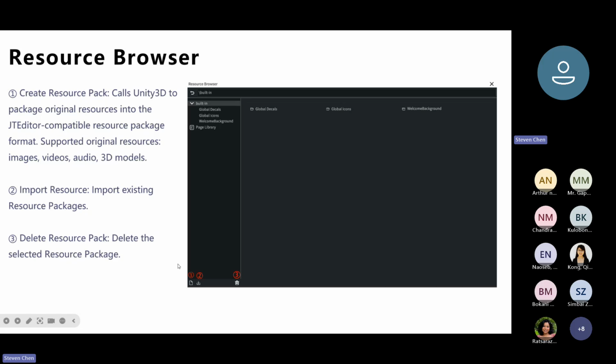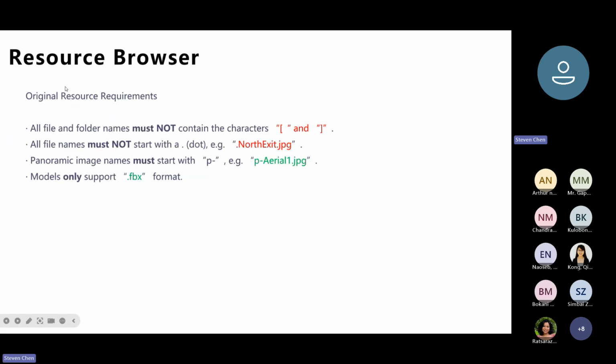And here are the browser's functions, like create resource package, import resources, and delete resource package. Please remember there are requirements for the names of the resources. All file and folder names must not contain these characters. If they do, our JT editor won't recognize the file.